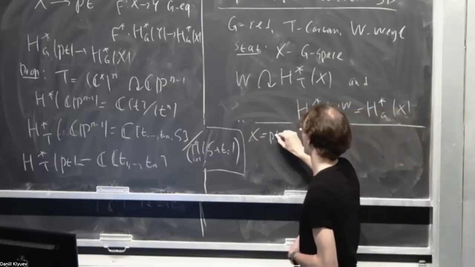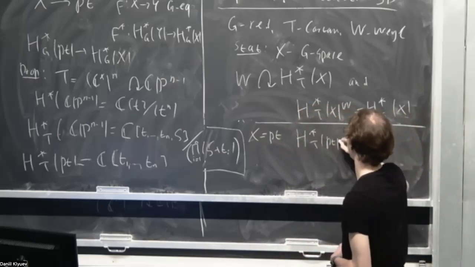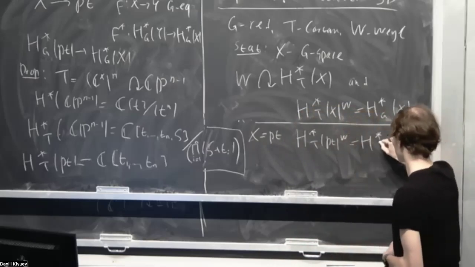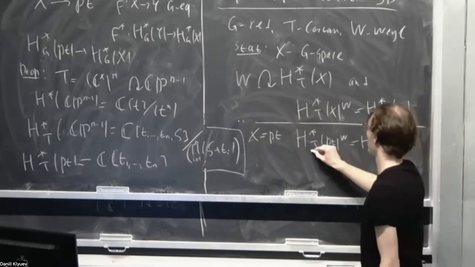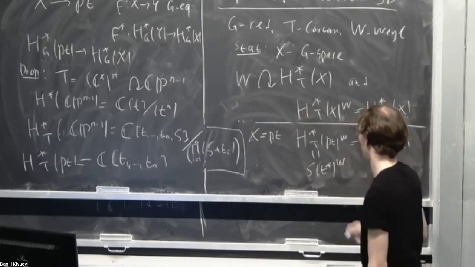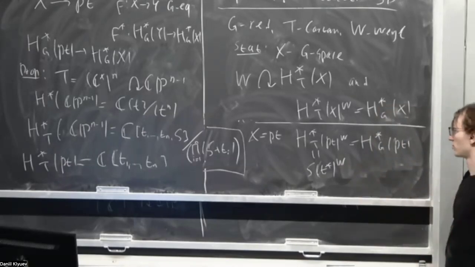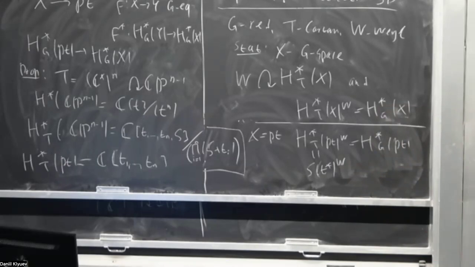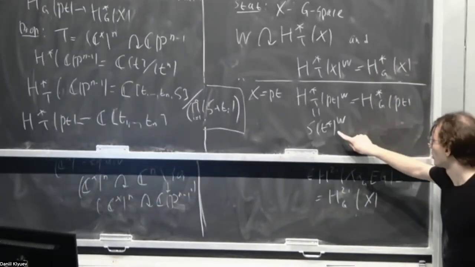So if X is a point, we have H*_T(point)^W = H*_G(point). Well, we computed it. It's S(t*)^W, where this action is naturally the action of the Weyl group on a root space. Yeah, so this computes the equivariant cohomology of a point.